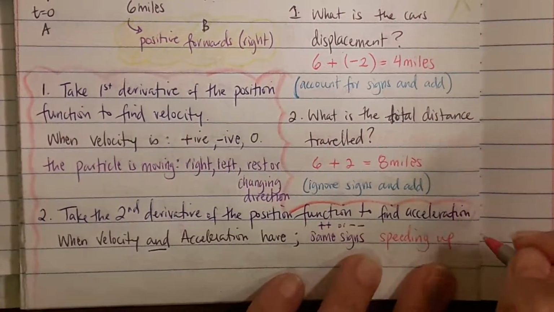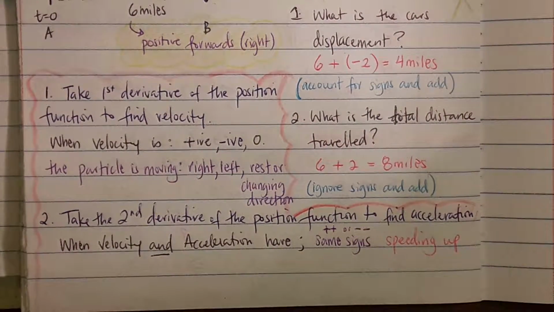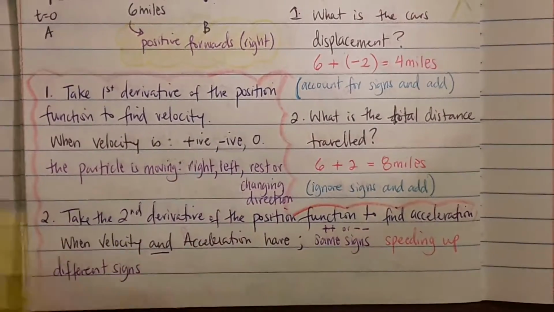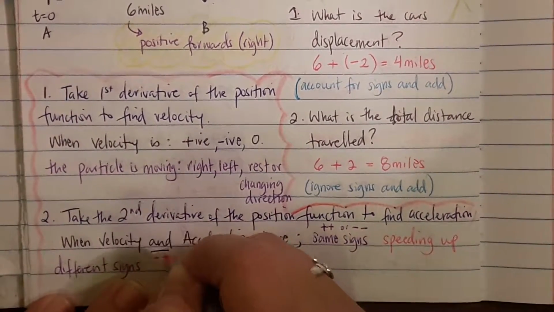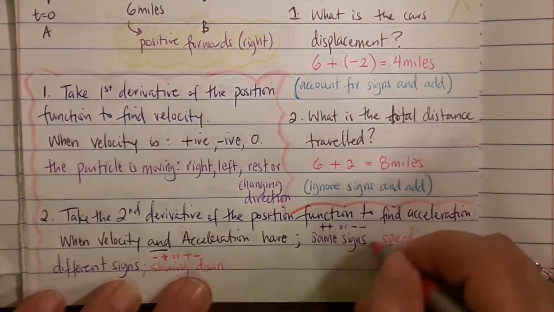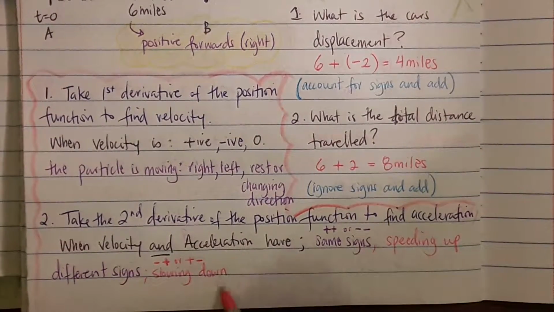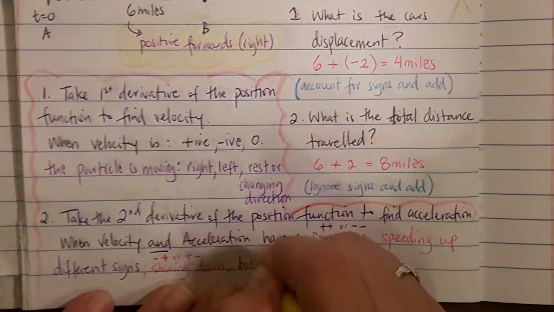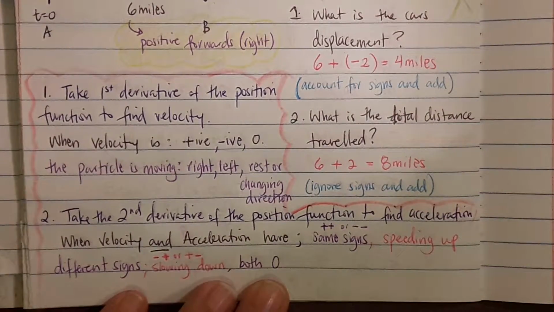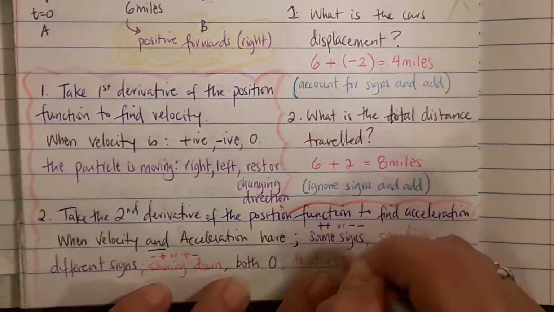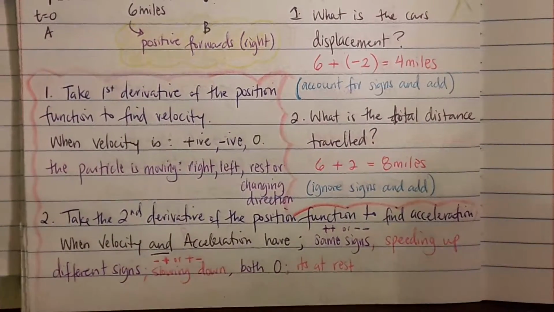When they have different signs, think about it for a second, those signs are pulling at each other, right? One is trying to cancel the other. So what are you going to say? It's slowing down. So whether it's a positive and a negative or a negative and a positive, the car is slowing down. Now, if the velocity and the acceleration are both 0, then the car has stopped. Or rather, in calculus, we say it's at rest because it's not moving.